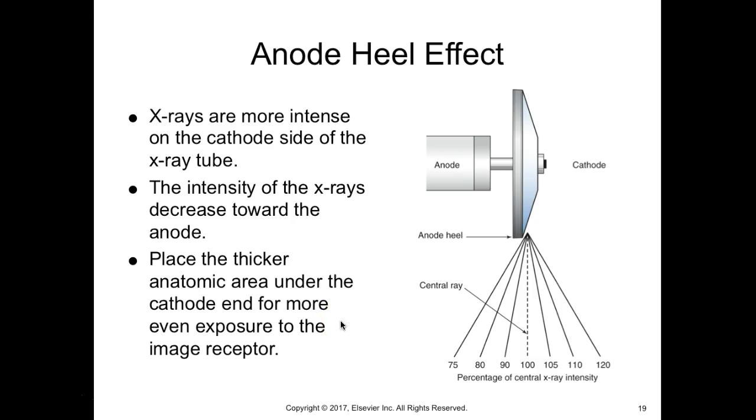So what you want to do is place the thicker portion of the body part toward the cathode side. So one way to remember is fat cat. So cat for cathode and fat. So think of the thicker side towards the cathode side.